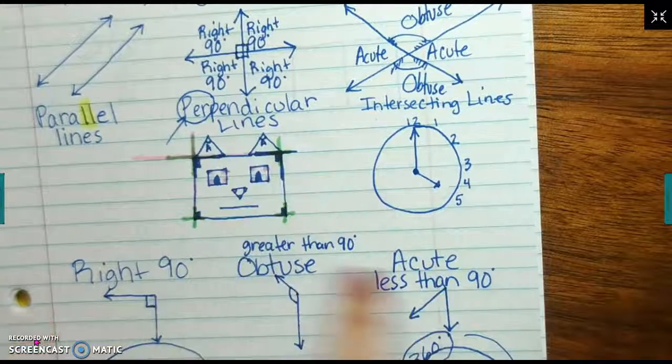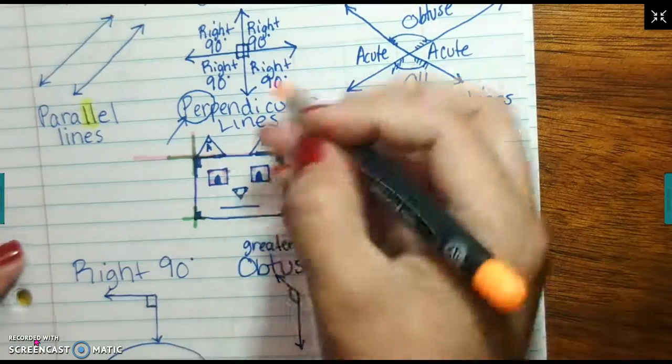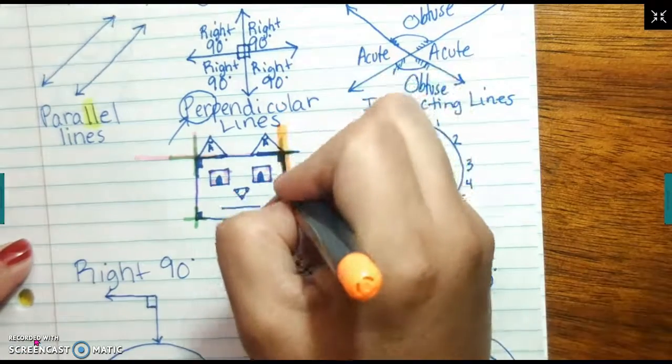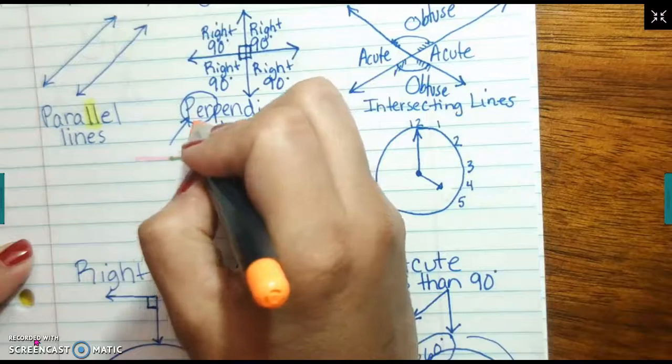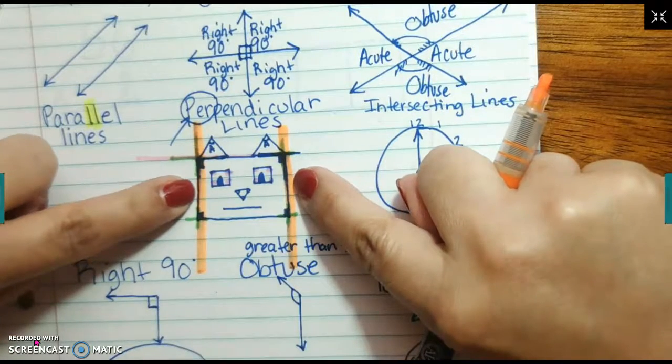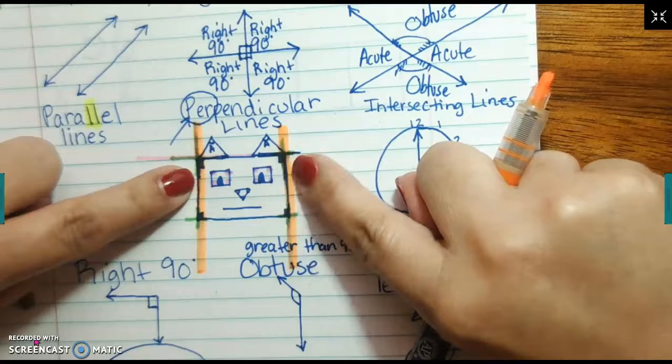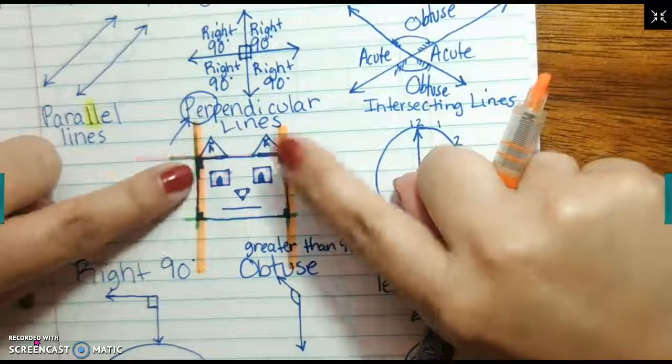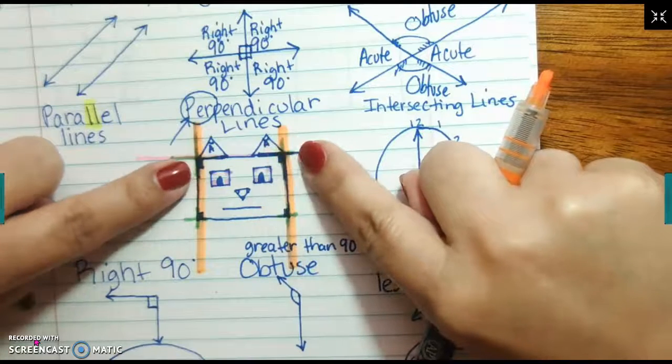Is there any parallel lines? Here, yes, there is. Let me show you. One side of the face, if I stretch it, and the other side of the face, if I stretch it, I have parallel lines. The left side of the face and the right side, they never touch. They will never touch. They're parallel.